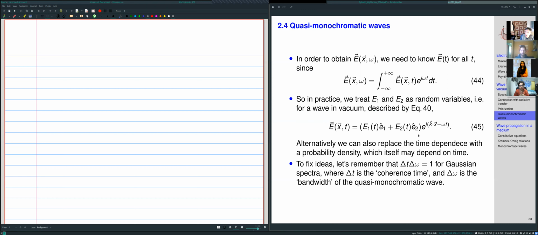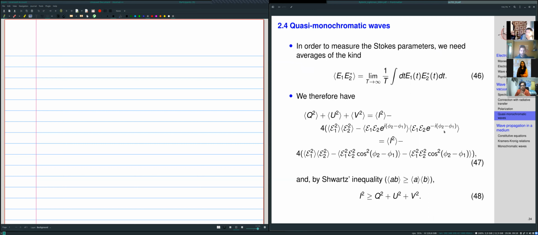I'd like to know whether there are any questions at this stage. So bear in mind that this is a representation of a quasi-monochromatic wave, which is not just a monochromatic wave, which would be this exponential form here, but it's also got time dependence in the factor. That's why it's quasi. It's not quite a monochromatic plane wave. We introduced this last time, and now I'd like to go on.